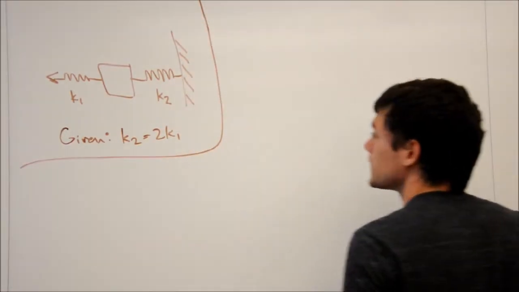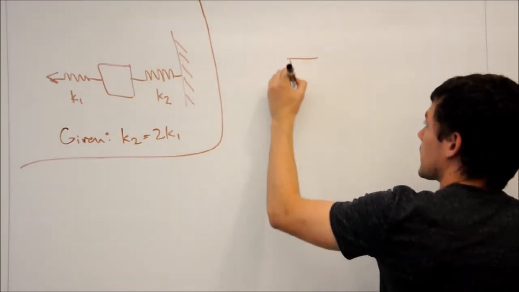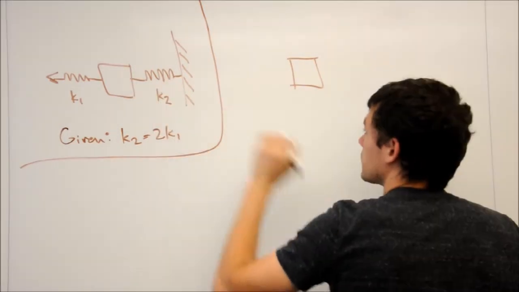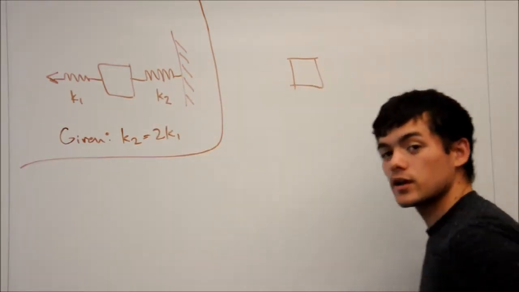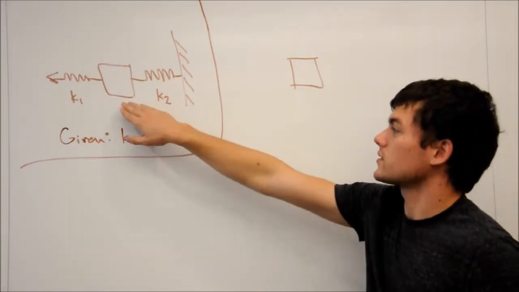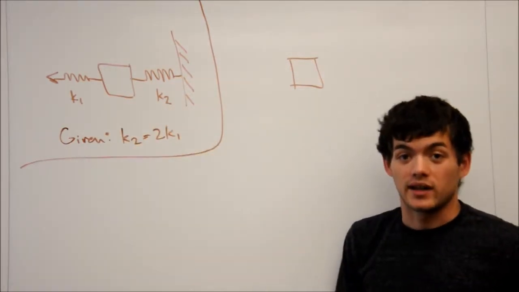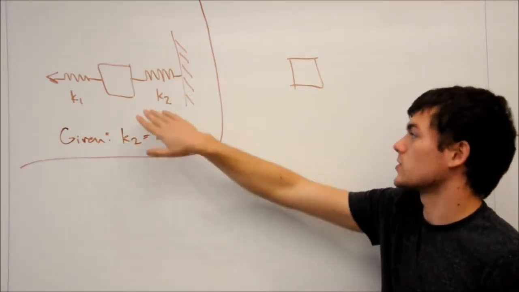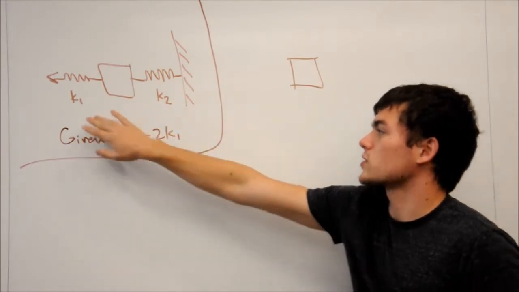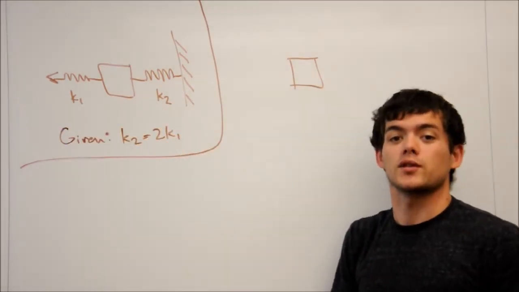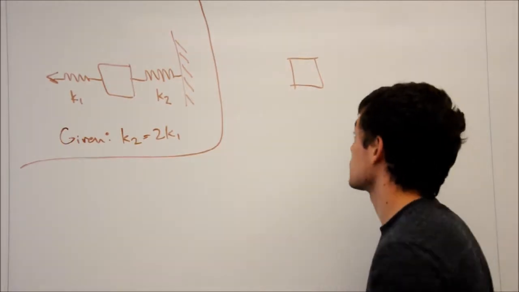And so what we're going to do is draw an isolation diagram for this block right here. And the reason we're going to do this for the block is because that's the point where these two forces are essentially meeting. It's going to give us a relationship between the spring force from K2 and the spring force from K1, and that's going to allow us to relate them and find an answer.